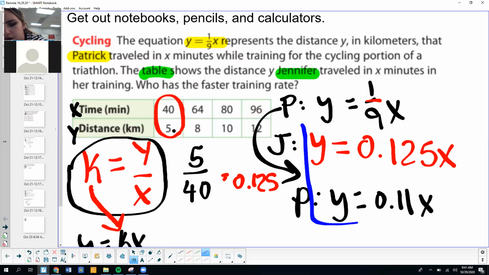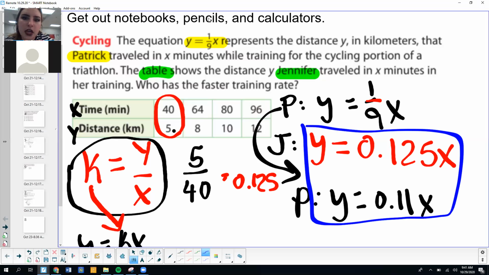So in the chat, we're comparing these two formulas. We're comparing Jennifer and Patrick. I want you to type in the chat who you think is going faster, Jennifer or Patrick. So we're comparing 0.125 as a pace and 0.11.